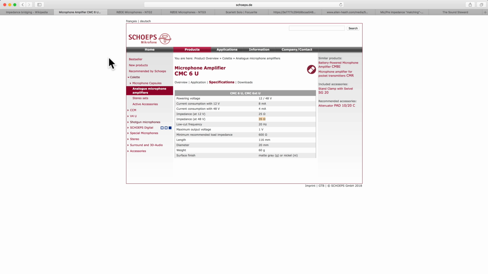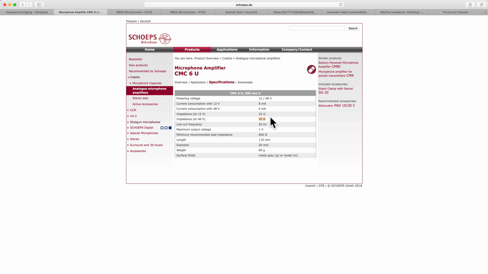Here is the Shure CMC6U. This is a microphone preamplifier. In essence, it's the body of the Shure CMC641, which is a very common production supercardioid microphone. It shows an output impedance of 35 ohms.